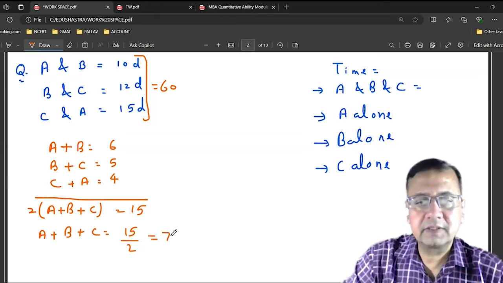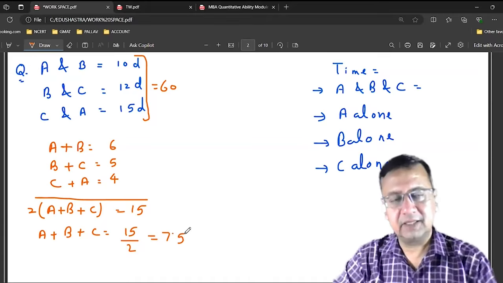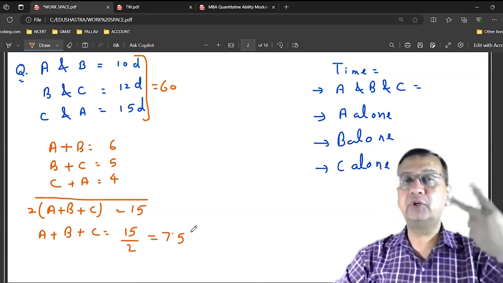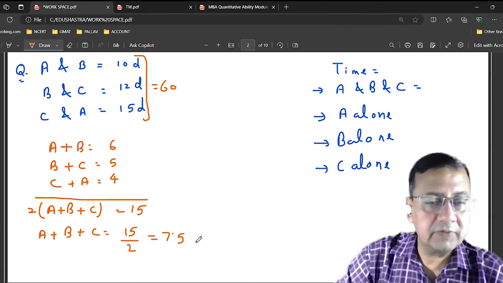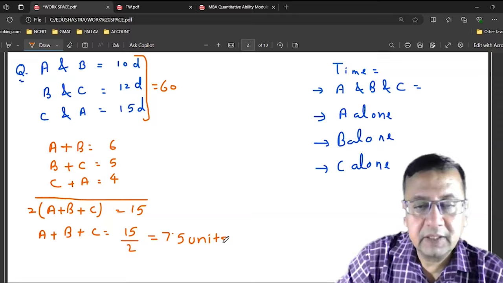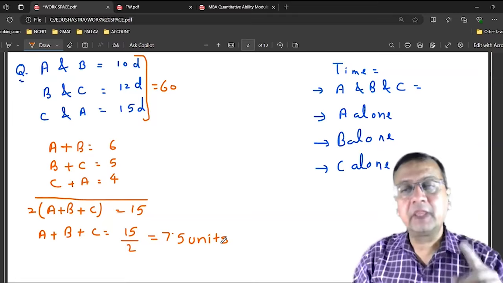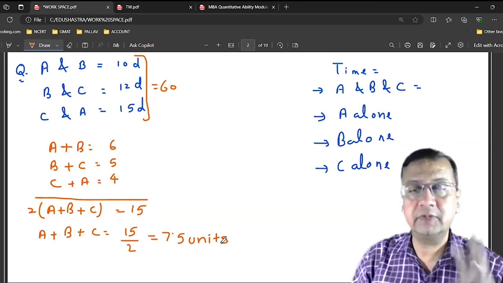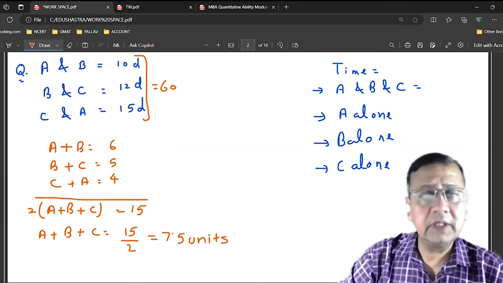So how much is 15 divided by 2? 7.5. I think I made a mistake there because it was double the number of people, so I needed to divide it. Right. So every person, when you're adding all three, comes up 2 times, right? I have to take care of this. So this 7.5 is units done by A, B, and C when all three are working together, right? Okay. So now I can calculate easily.